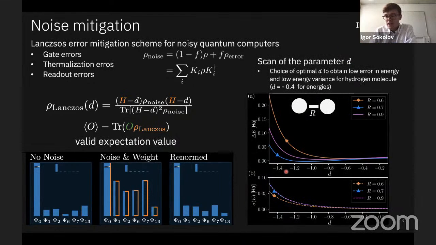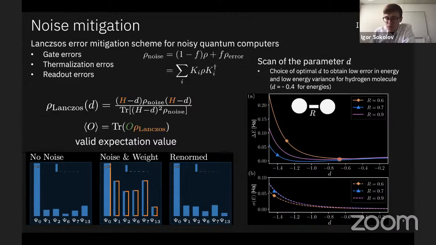Next, we tried in a practical sense to find the value of this parameter D. For each different bond length in our H2 molecule, we computed the error on the energies and the variance on the energies. You can see that if you put your D value too low, you have significant variance and significant errors. So we need to choose our parameter D somewhere around this area for our simulations.